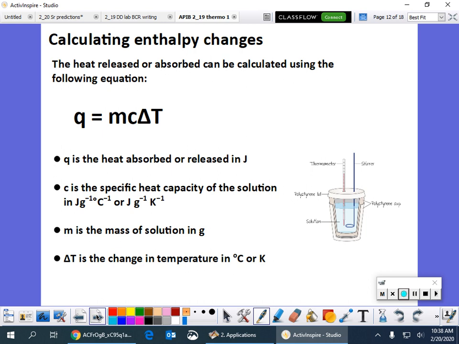Q is a variable that we use for heat, which apparently we need more of in this classroom today. You're not the only one who's been going for the blankets.